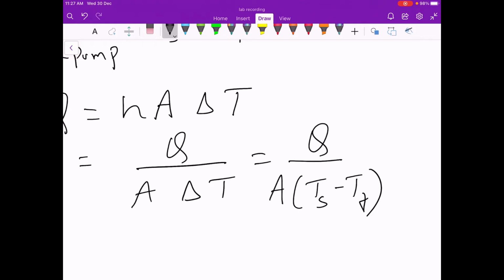Are you able to understand, guys? Average air temperature. So this is what you will be calculating, and then finally you will be calculating h experimental. So this is the h experimental you will be calculating. You are going to get it in watt per meter square degree centigrade or Kelvin.